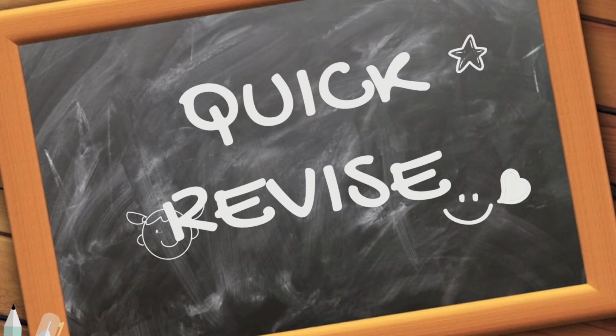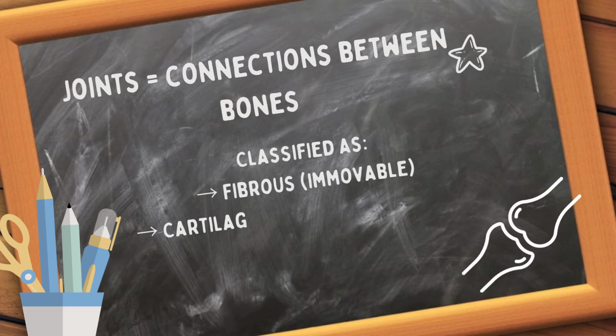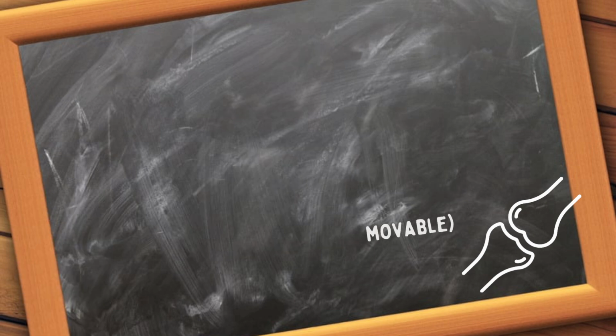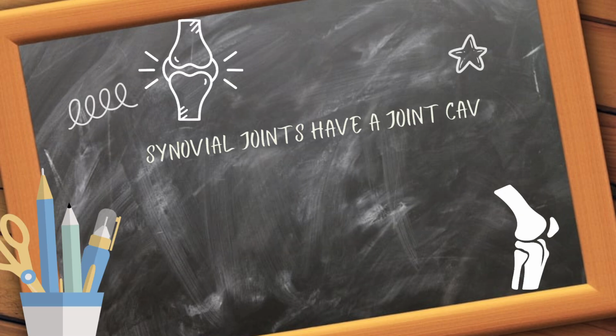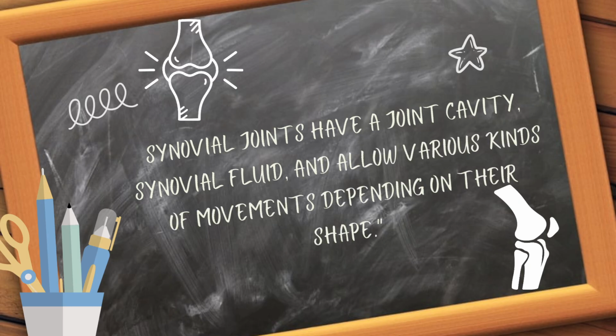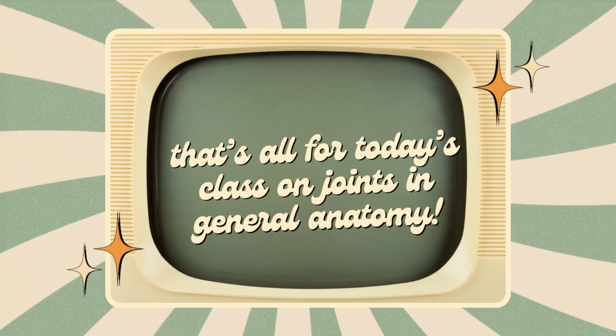Let's quickly revise. Joints equals connections between bones. Classified as fibrous, immovable; cartilaginous, slightly movable; synovial, freely movable. Synovial joints have a joint cavity, synovial fluid, and allow various kinds of movements depending on their shape. And that's all for today's class on joints in general anatomy.